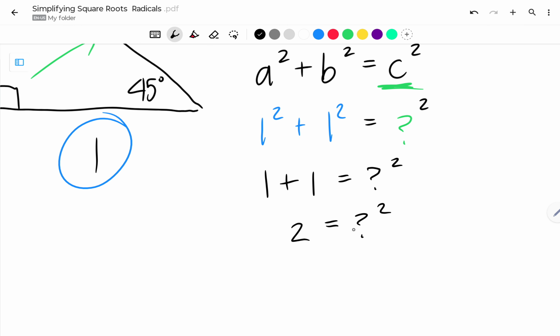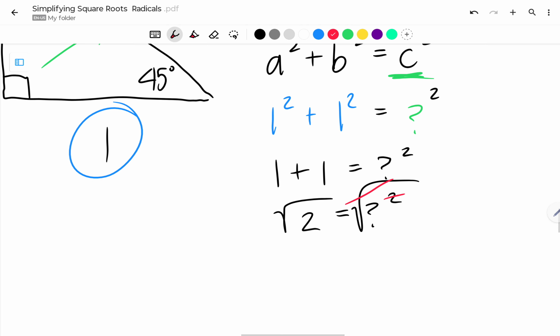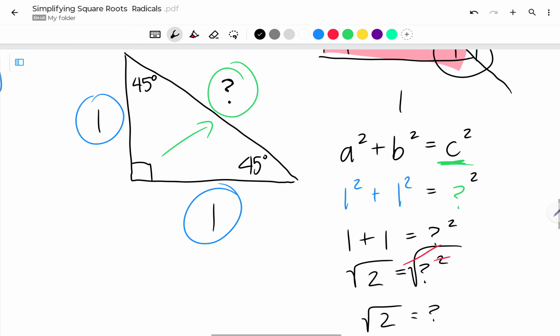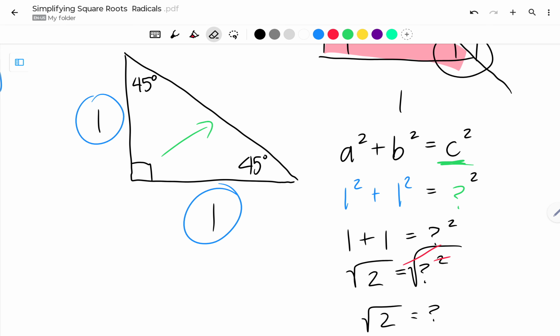So how are we going to solve for that question mark, that missing side? We have to get rid of this squared. We're going to square root both sides. And I hope you start to see what's going to come. The question mark is actually equal to square root of 2. So this missing side is actually square root of 2.